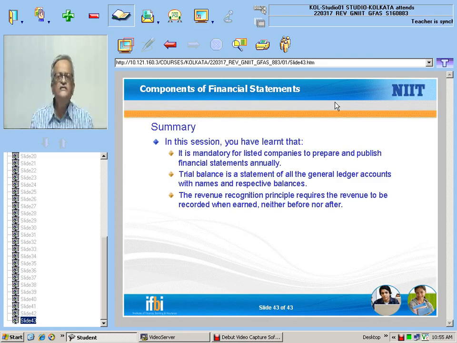So what have we learnt in this session? It is mandatory for listed companies to prepare and publish financial statements annually. Second, trial balance is a statement of all general accounts with the names and respective balances. Revenue recognition principle requires the revenue to be recorded when earned, neither before nor after.